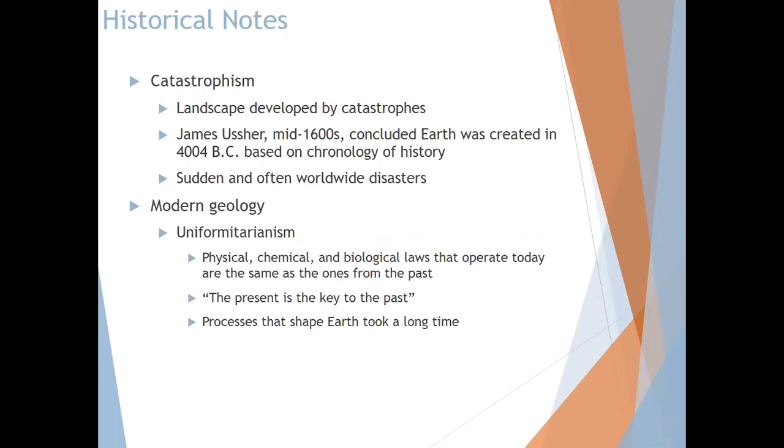It was developed by James Ussher in the mid 1600s, and he based this on his understanding of the Earth being created in 4004 BC, based on a chronology of history utilizing, in part, biblical genealogies, which for the time period made sense as a way for Christians, and perhaps Jews, to consider the age of the Earth.